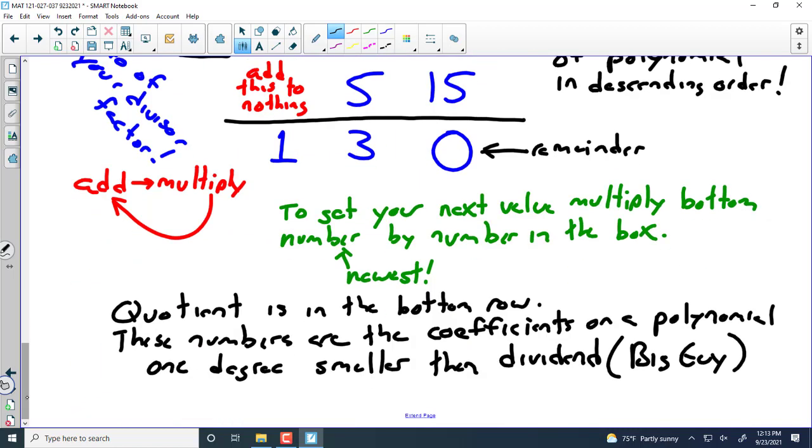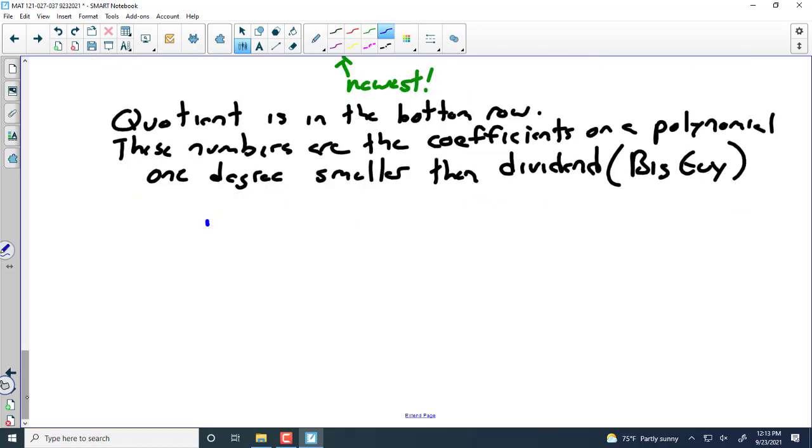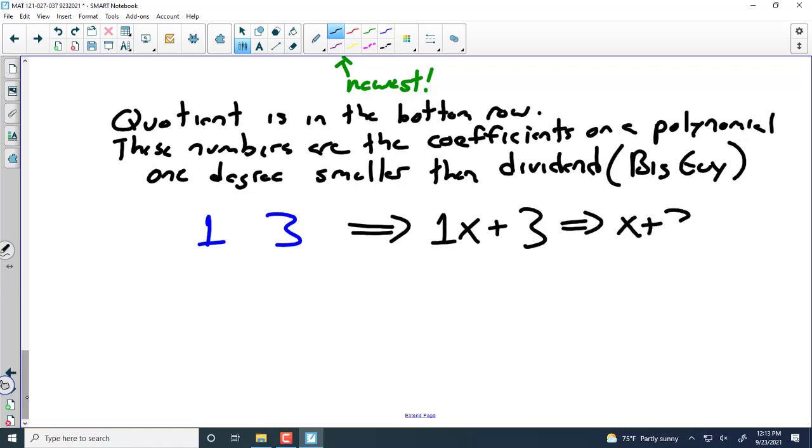In other words, that 1 and that 3 you see in the bottom row become 1x plus 3, or just x plus 3. That's our quotient. Is that what we expected to get as a quotient? Yeah, because that's exactly what we got with the long division.